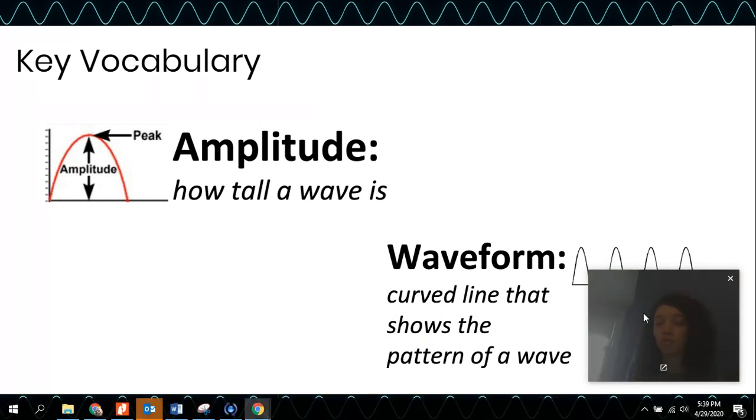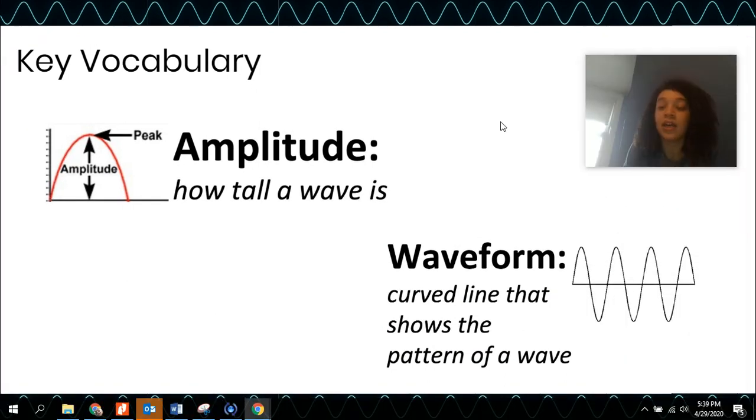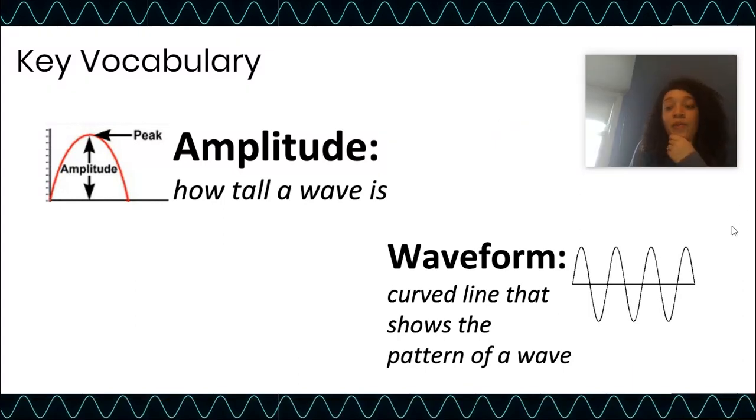So we have 2 new vocabulary words that we're learning today. You can pause me right now to take a second to write these down, because you already know they're going to be part of extra effort today. The word amplitude means how tall a wave is, while the word waveform is the curved line that shows the pattern of a wave. We're going to go into this and it's going to make a lot more sense once you see it in the simulation, but make sure you get this down, pause it if you need to, and then we're going to move on.